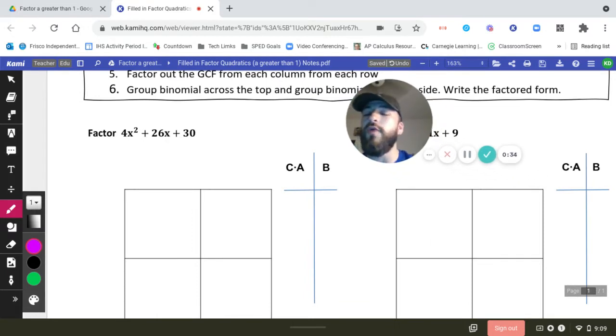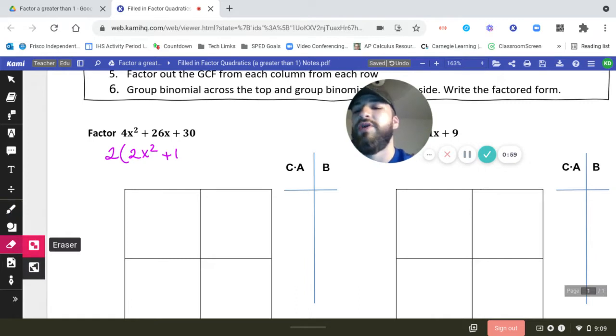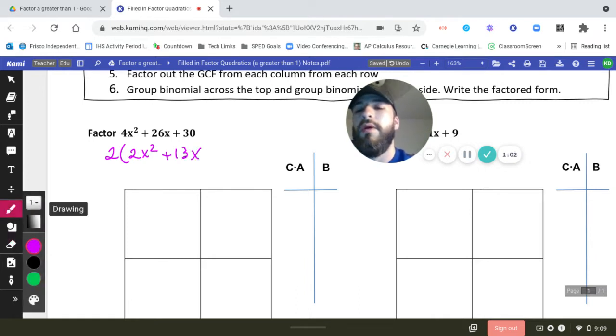Factor 4x squared plus 26x plus 30. So if we look across, 4, 26, and 30 are all divisible by 2, but they are not all divisible by 4. So I can't take 4 out, but I can take 2 out of everything. So that will give me 2, and then I divide everything. 4x squared divided by 2 would be 2x squared. 26x divided by 2 would be 13x. And 30 divided by 2 would be 15.